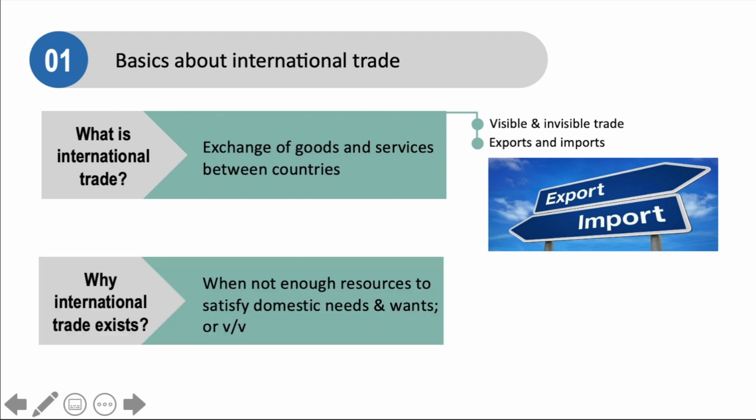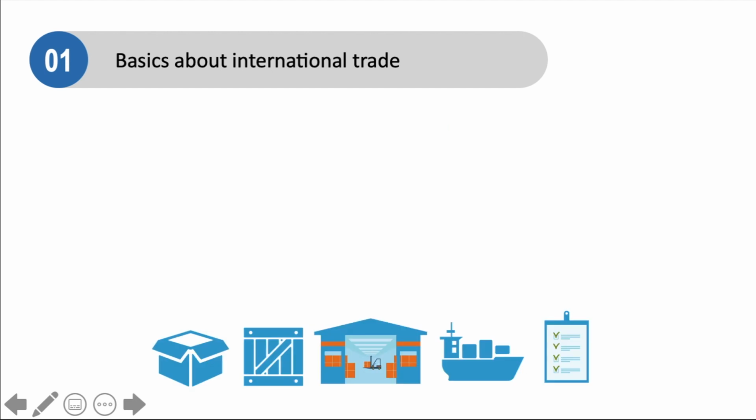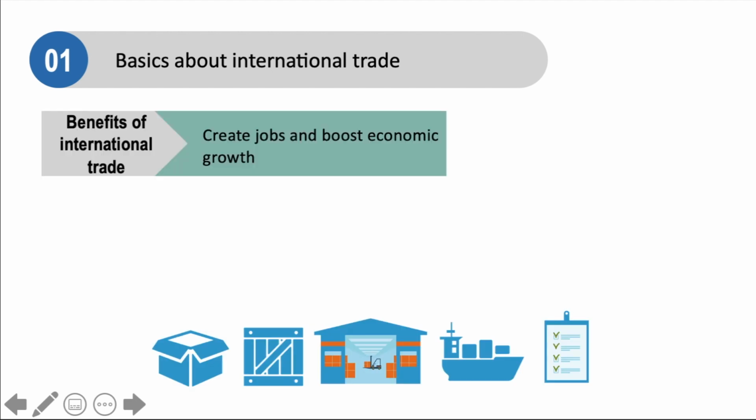Now, why does international trade exist? Trading between countries exists when there are not enough resources to satisfy domestic needs and wants, or vice versa. So these countries source out supply through imports. On the other hand, by developing and exploiting their domestic resources, some countries can produce surplus, which they sell as exports.